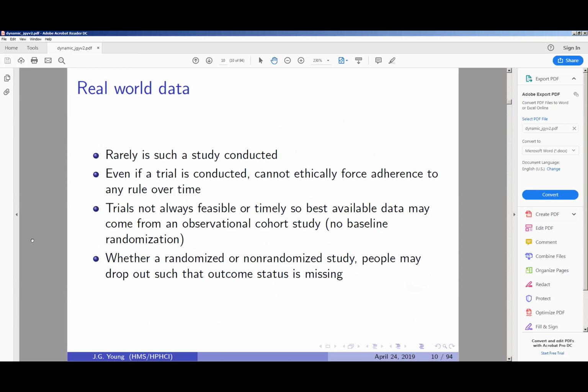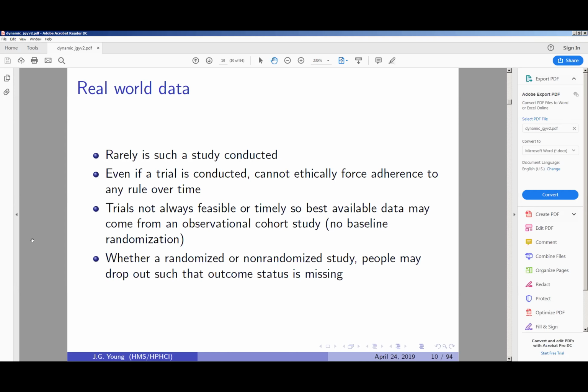Even if we could conduct a large enough trial, we can't ethically force people to adhere to any rule over time. And even if we consider a dynamic, realistic rule, there are always going to be unforeseen events where people may not be able to adhere to the protocol. And of course, trials are not always feasible or timely. So the best available data is often going to come from an observational cohort study where we don't even have baseline randomization, and the study was not even designed to answer any one question that we might pose.